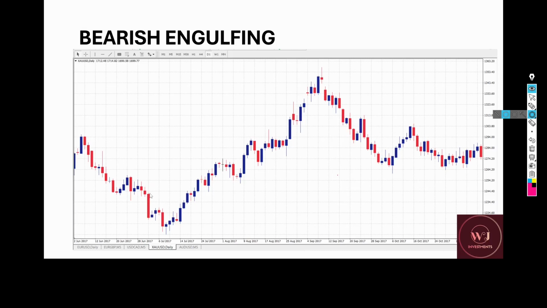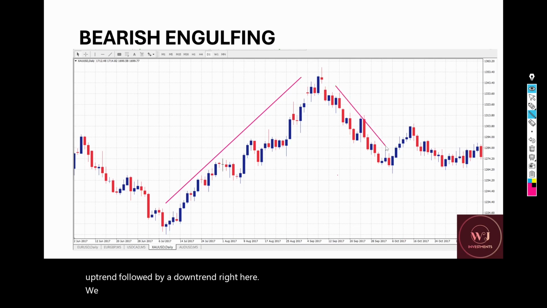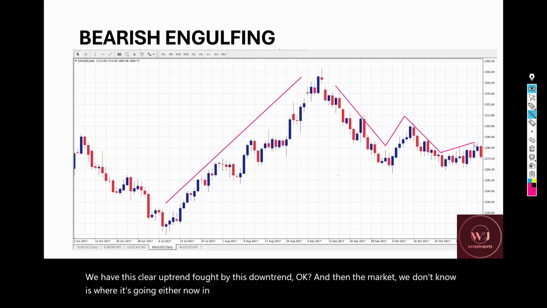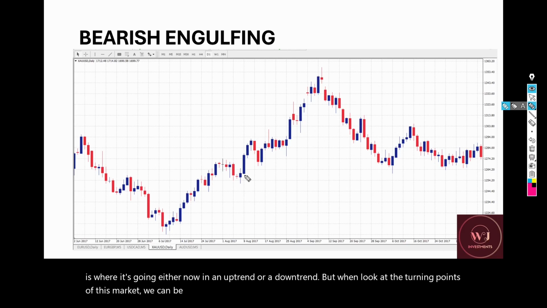So hi everyone, when you look at the screen right here, we can see that we have a clear uptrend followed by a downtrend. Right here, we have this clear uptrend followed by this downtrend, okay? And then the market, we don't know where it's going, either in an uptrend or a downtrend. But when you look at the turning points of this market, we can spot something unique.